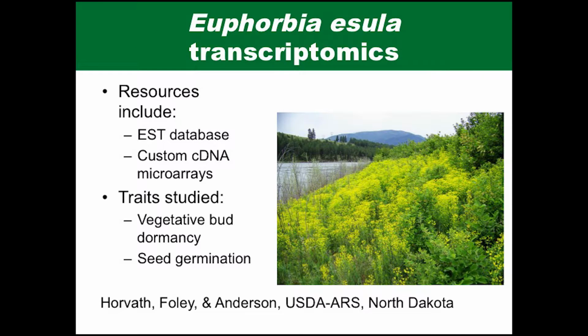There are definitely some successful examples of this in weed science. In particular, the USDA group involving a number of different scientists in North Dakota, they've done a lot of work on leafy spurge, Euphorbia, and they're looking at things like vegetative bud dormancy and germination of seeds. They've also done a lot of work on Canada thistle to understand, again, the release from dormancy from the vegetative buds, how growth is initiated in the spring. So a lot of basic biology around these perennial species, they've had some success by looking at the transcriptome. So that certainly gives some hope.